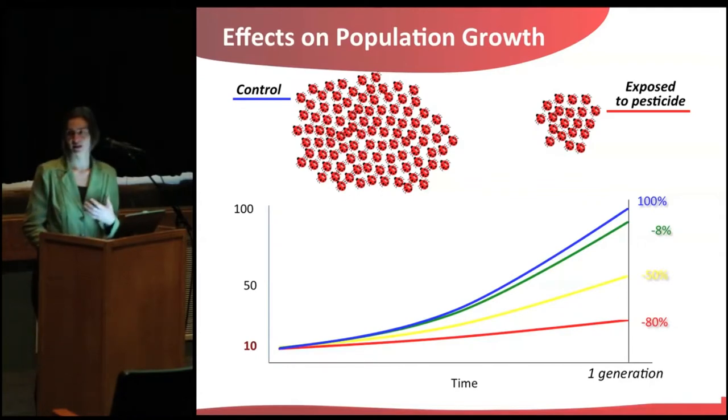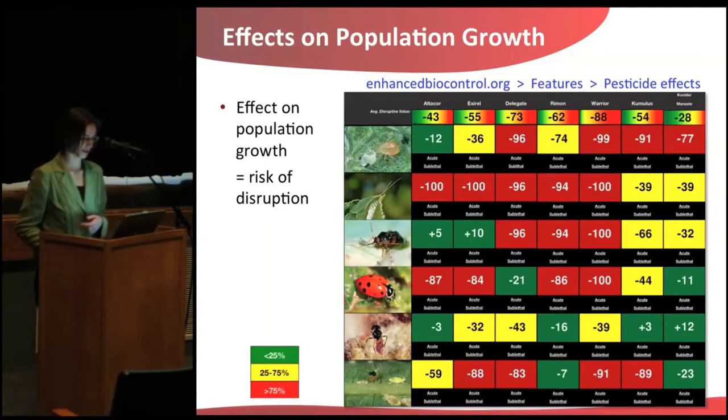So we did that with the entire combinations of pesticide and natural enemies that I just showed, and we have this table put together for you on our website, enhancedbiocontrol.org, so you can look at the data that we generated. And there you can see green for low impacts, yellow for moderate impacts, and red for high negative impacts of the certain pesticides on the natural enemies.